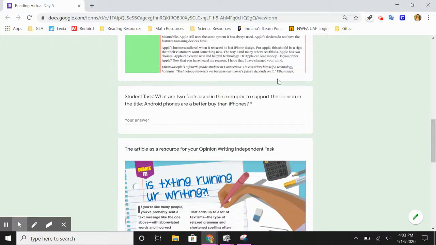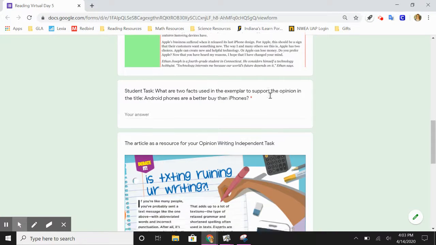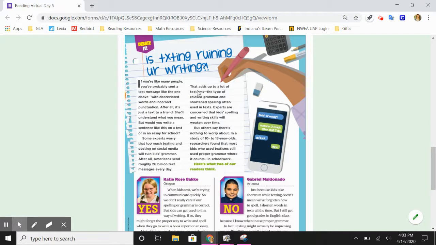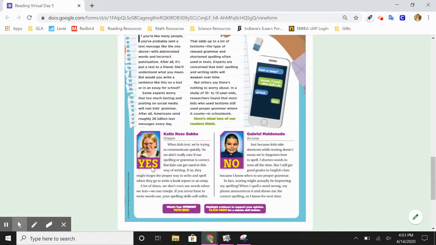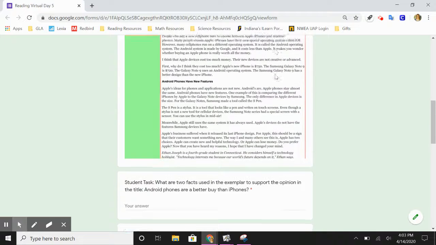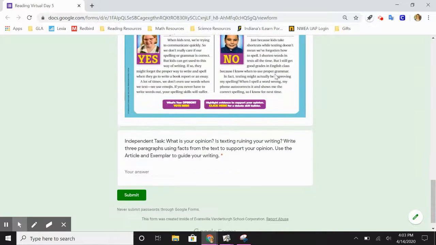Then, once you've used that exemplar to say, okay, I see how they used facts to support that opinion, you can do it on your own. This is the full article, the facts that are given here, and 2 different people's opinions. I want you to use that as well as the exemplar to help you write 3 paragraphs using facts from the text to support your opinion if texting is ruining your writing.